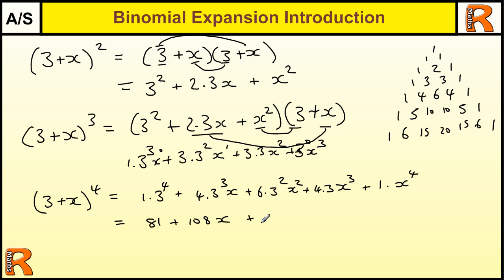3 squared is 9 times 6 is 54 x squared. 3 fours are 12 x cubed. And we've just got the 1 lot of x to the power of 4. So that's how we expand when the number is not a 1 in the front.